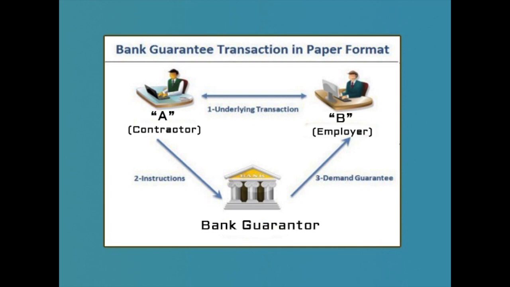Between the bank and A, there will be a separate contract for the bank to enter into this contract of bank guarantee, as A has to furnish proper security to the bank for the bank to furnish a guarantee bond in favor of the employer B. Thus, the contract of bank guarantee is a tripartite contract.